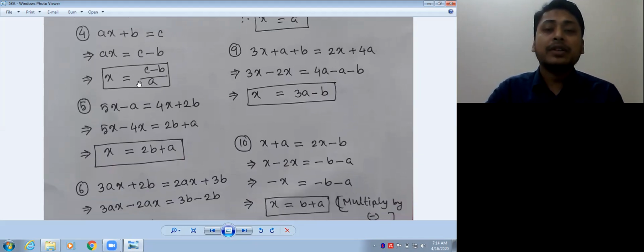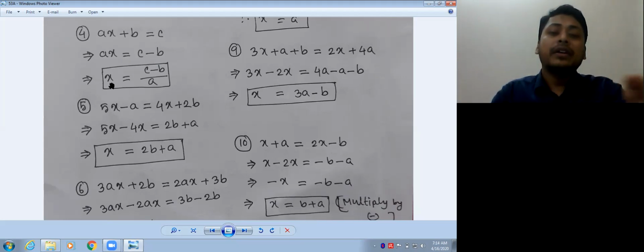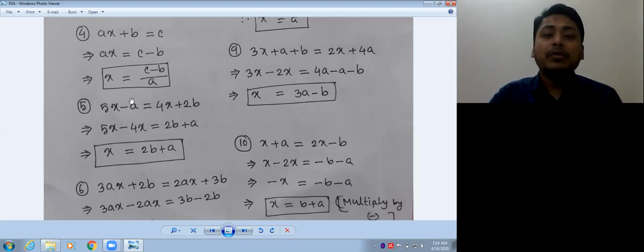And you can see that with x, there is a number a. So a will be division. Final answer is c minus b by a. You can see this a will be the division because it is the multiplication.